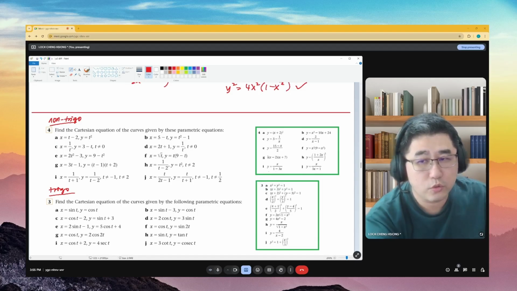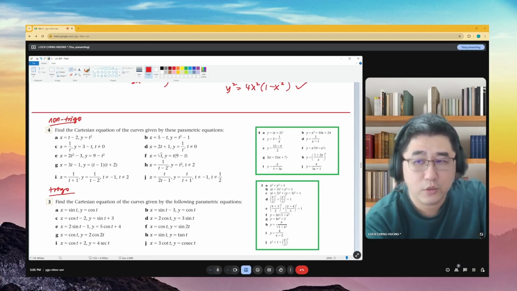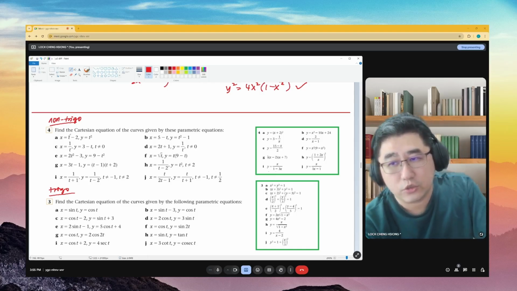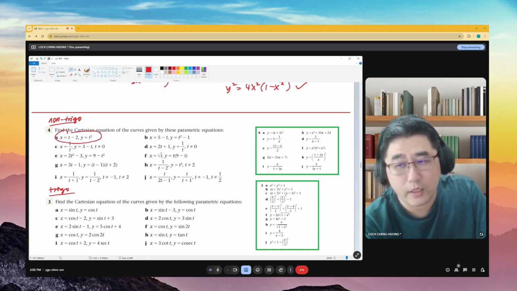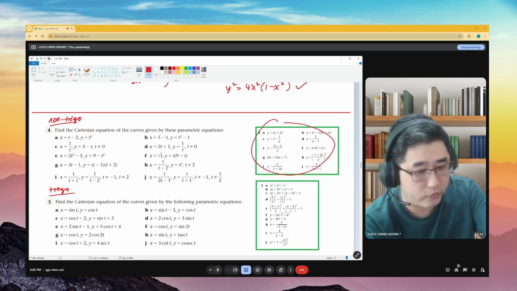In order to practice this skill, there are 2 sets of questions here. The first set is a non-trigo question. The second set is a trigo question. For the trigo question, we expect you students to remember chapter 3, trigo formula. So your objective is to combine the x and y together without the t. So the answer is over here.